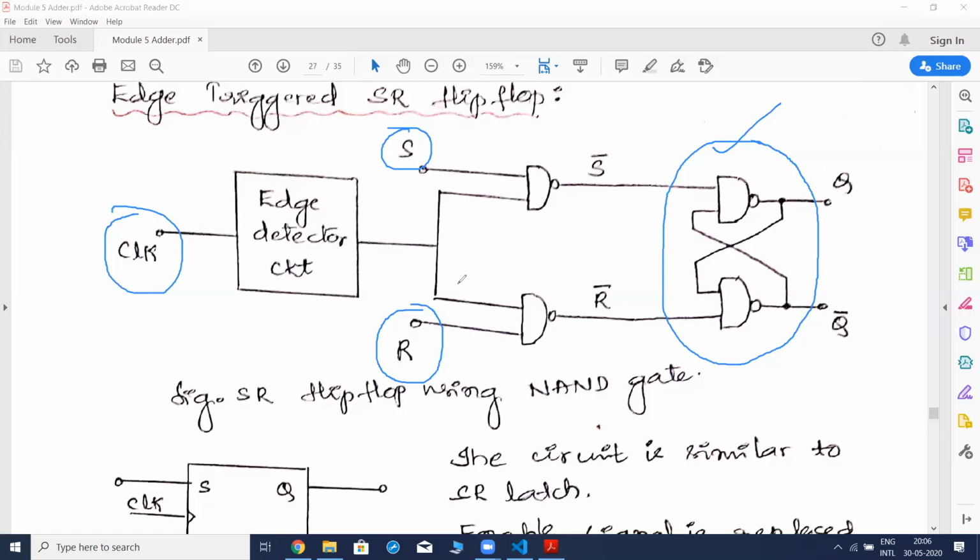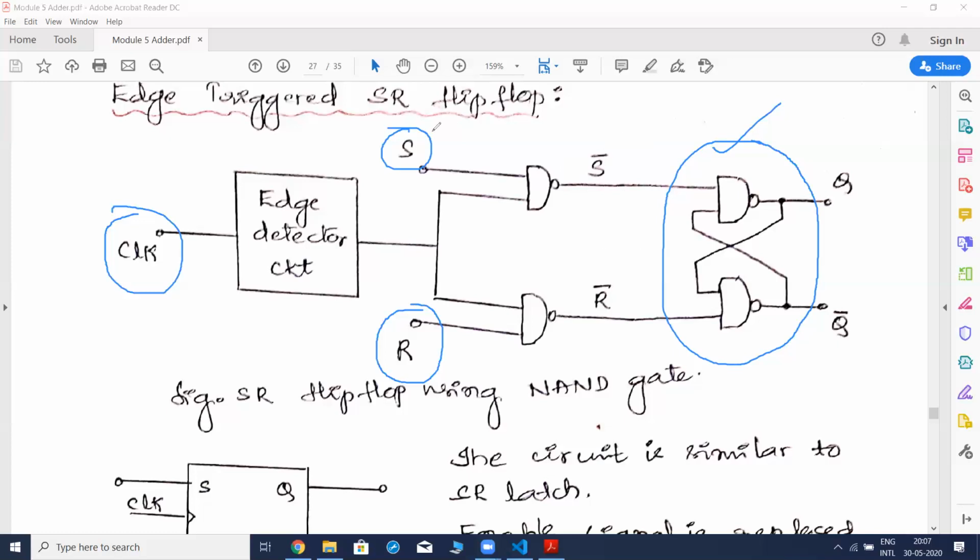Okay, this is how we are going to construct it. First thing over here is we are not discussing in depth this SR flip-flop, because we have already discussed enough about the S bar R bar latch. So if you are familiar with the S bar R bar latch, you can easily understand this SR flip-flop.